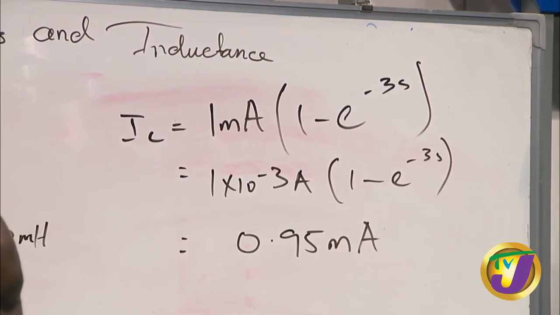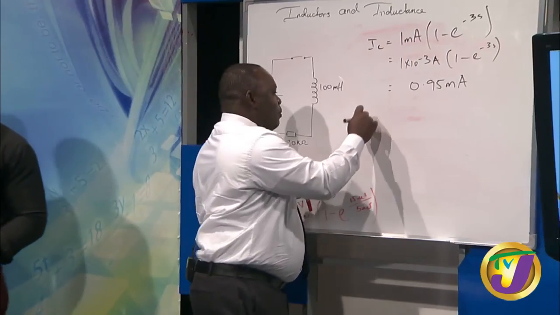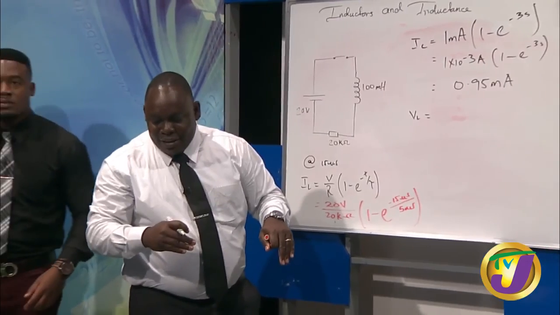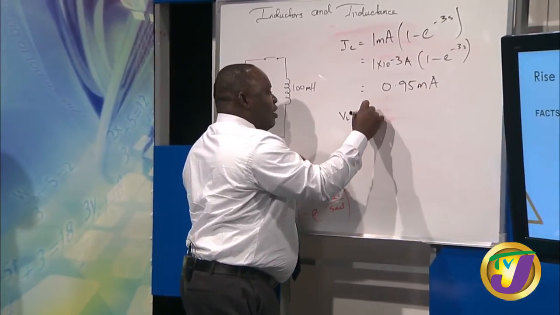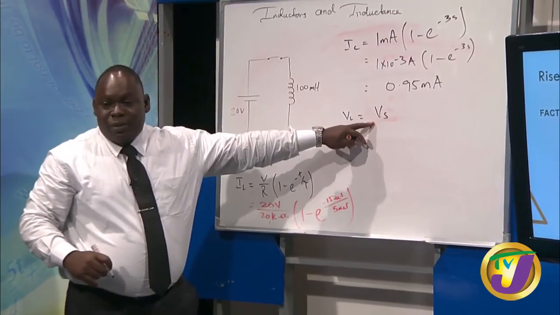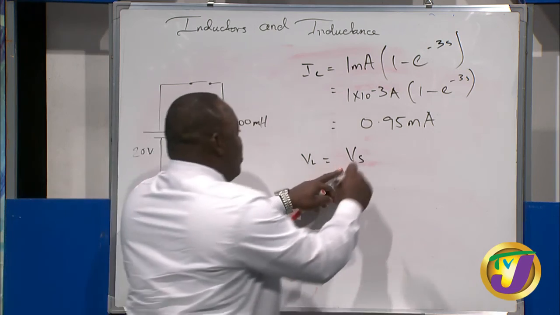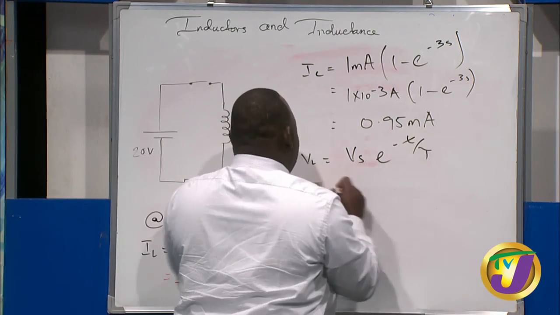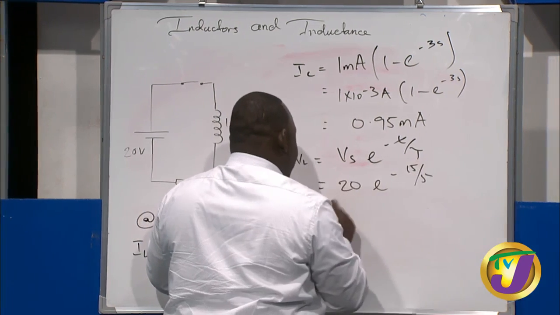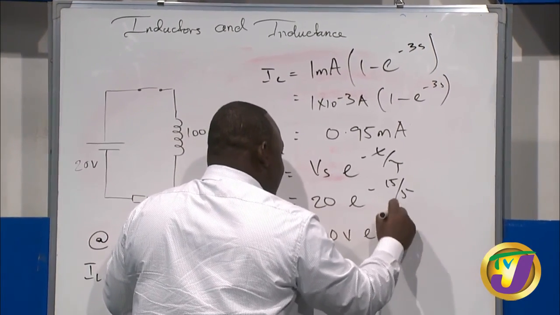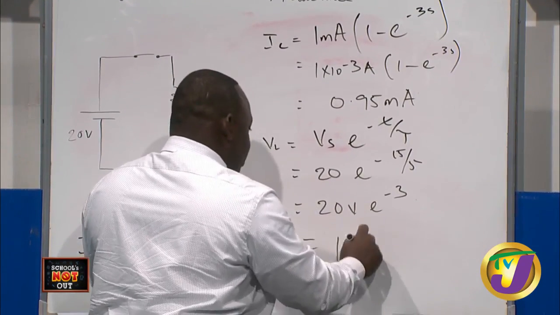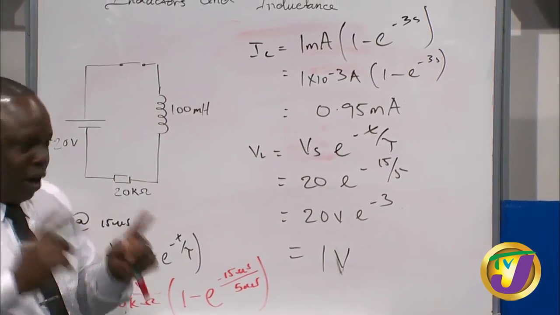And we're just going to be putting our falling factor on the board because we're wrapping up. So VL, you know that VL is actually falling. So our falling factor, if we want to calculate VL at 15 microseconds, then we know that our total supply voltage is what we need right there, and then it will simply be e to the minus t upon tau. So that will be 20 e to the minus 15 upon 5, which is equal to 20 volts, e to the negative 3, and that will work out to 1 volt. That is what it will work out to, 1 volt.